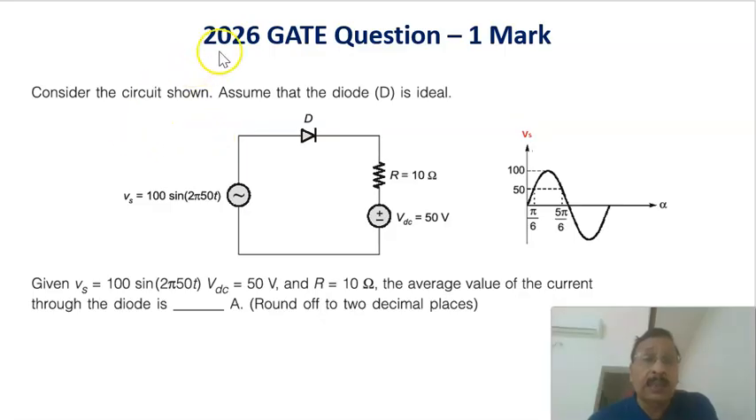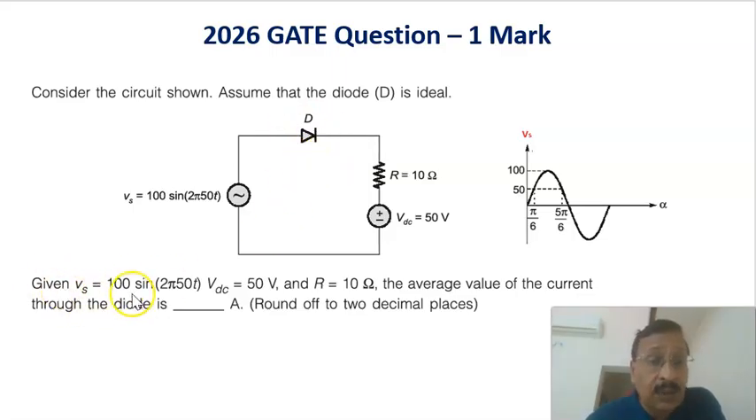Now, let us see another problem of the 2026 GATE question that carries 1 mark. Consider the circuit, a very simple circuit. The voltage source is given as 100 sine 2 pi into 50t, where 50 is the frequency. This is the input voltage, this is the diode, the resistance is equal to 10 ohm, and there is another DC source equal to 50 volts. And the diode is ideal.